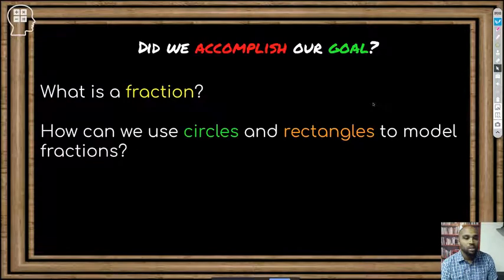All right, closing up. Did we accomplish those two questions? What is a fraction and how can we use circles and rectangles to model fractions? Yes, we talked about what a fraction was, that it has a numerator and a denominator with that little division line that separates them. And we talked about how we can represent fractions using circles and rectangles.